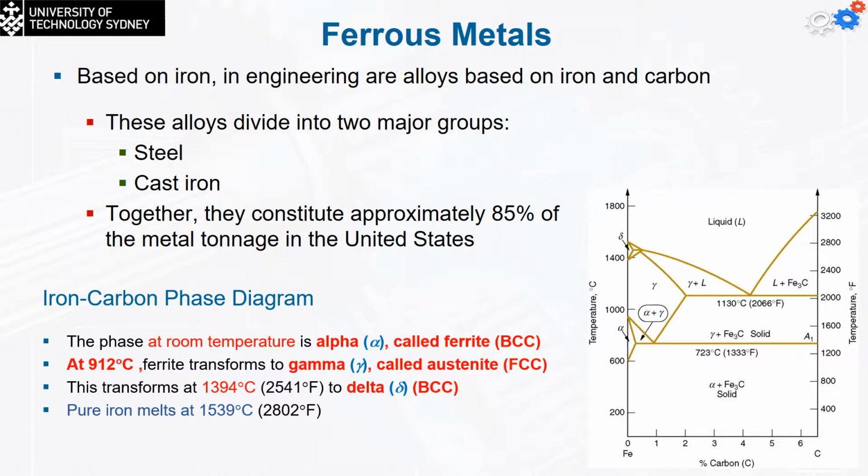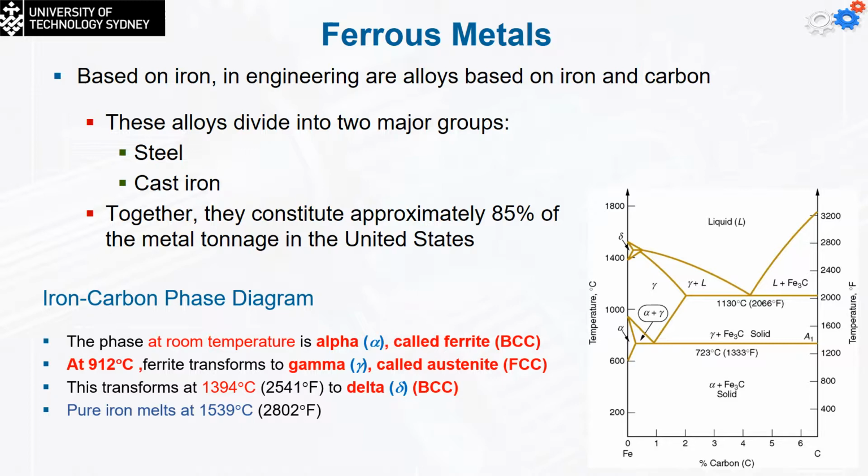As I increase the temperature, I'm going to have it transition to gamma, and this usually happens at 912 degrees. So the ferrite, which is the alpha phase, which is BCC, is going to transform to gamma, and it's also called austenite. And the crystal shape in this case is going to change to FCC, which is face-centered cubic. As I continue to increase the temperature, the moment I reach 1394 degrees, I'm going to change the phase to delta, which once again returns back to body-centered cubic.